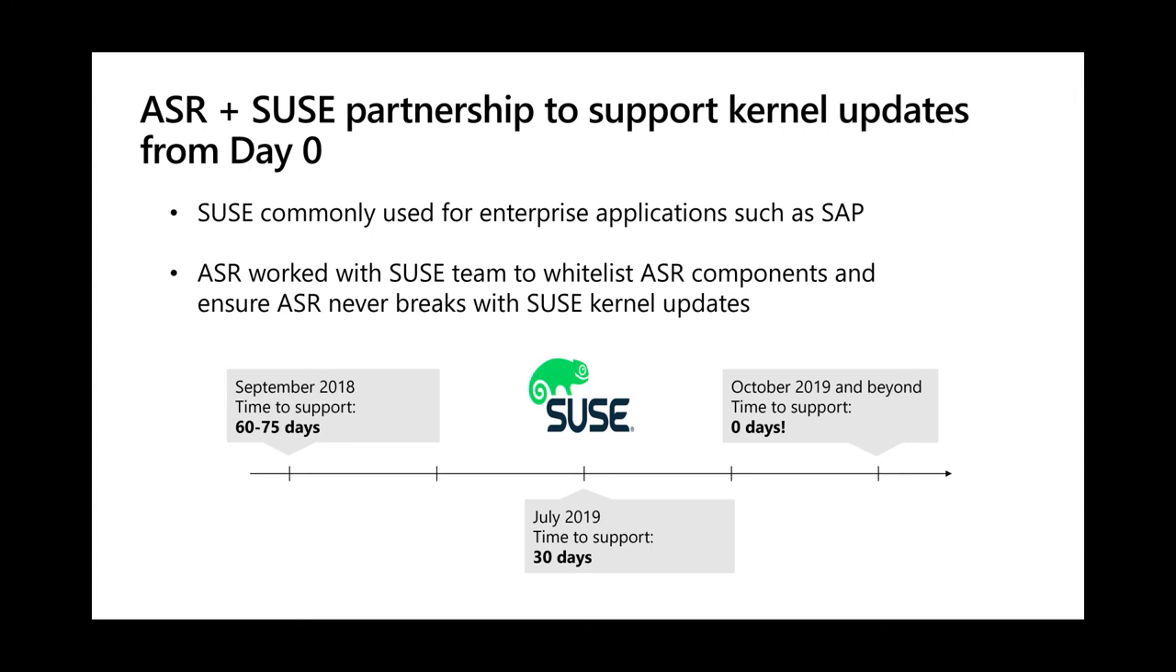How did we achieve it? We handed over all the ASR symbols that take a dependency at the kernel layer to SUSE. The SUSE team whitelisted these components and ensured that whenever they release a new update, they are not going to break us. This ensures that any new kernel update, whenever SUSE releases it, is automatically supported by ASR, as long as you are running a supported SUSE major or minor version.